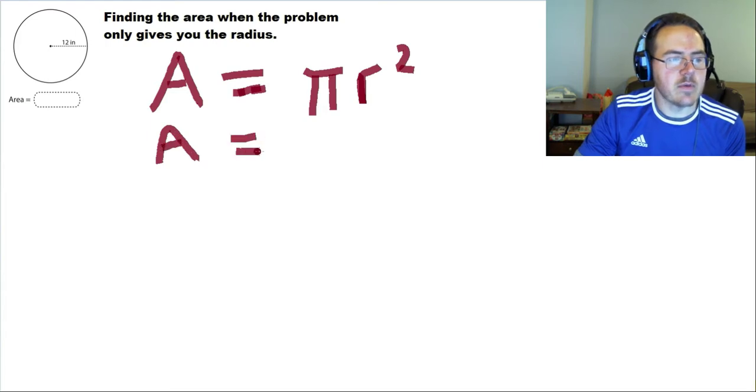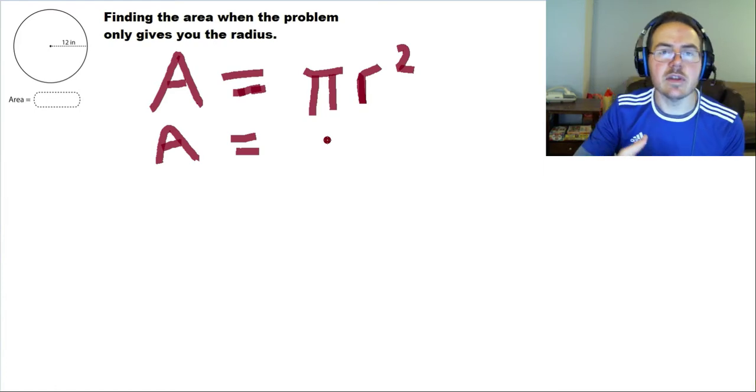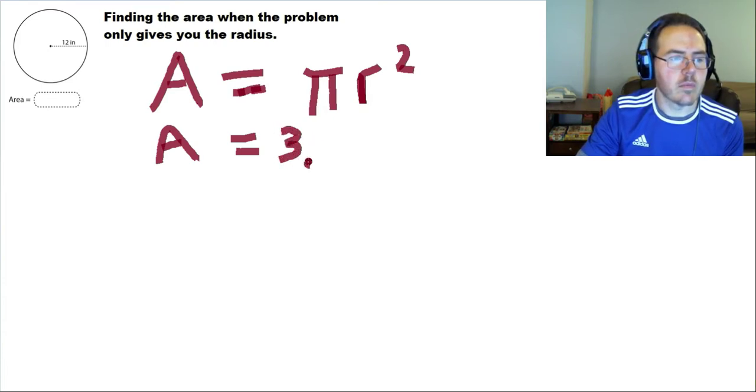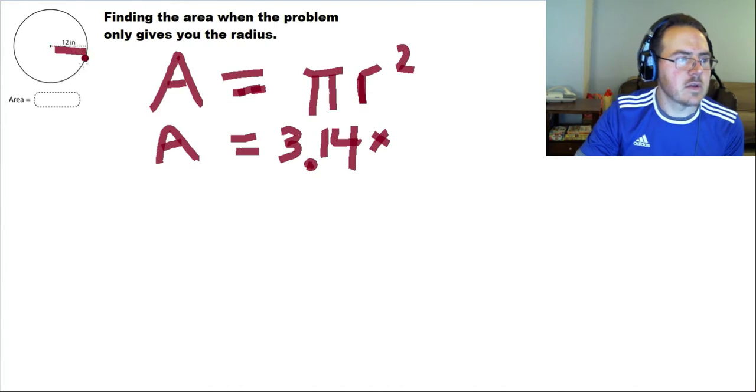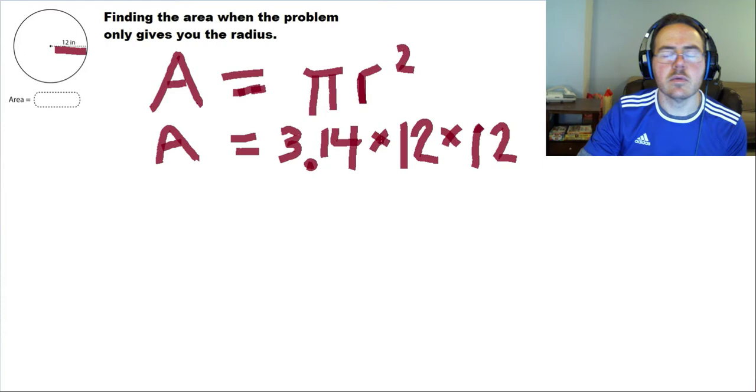So the area is equal to, for pi, now if you have a calculator that has the pi function, you can use that. But for this demo, I'm going to use an acceptable decimal value of 3.14. Times the radius to the second power. Now, over here it says that the radius is 12 inches, so that'd be times 12, twice. That's how you interpret the second power. So, let's see how that calculates.